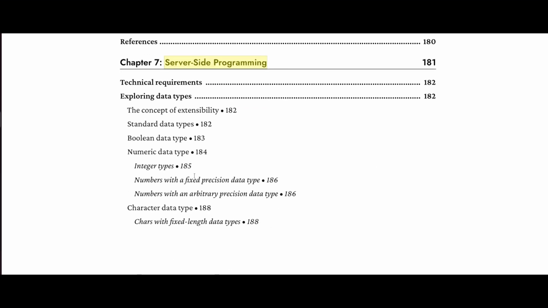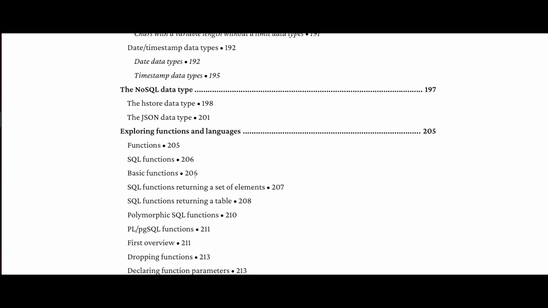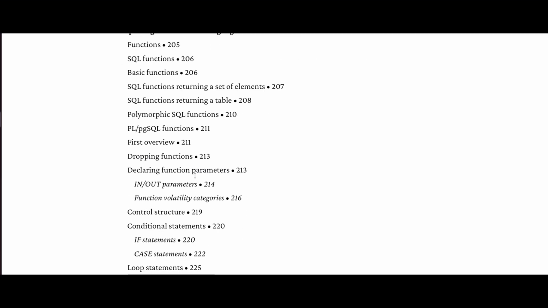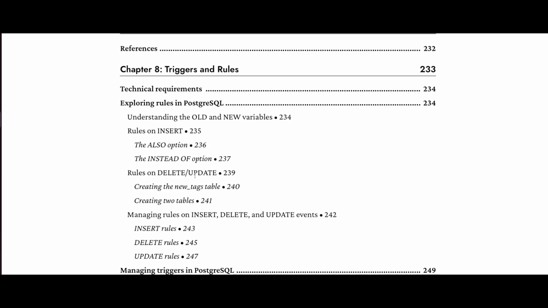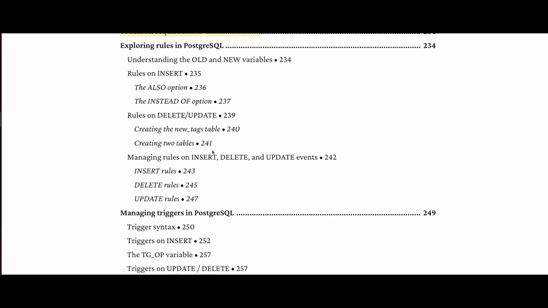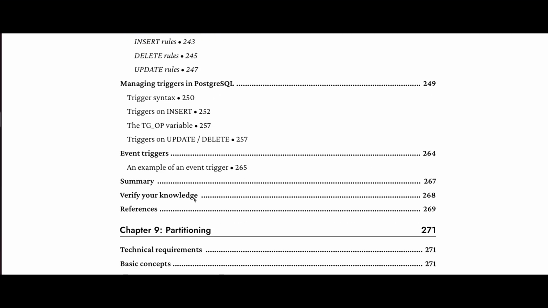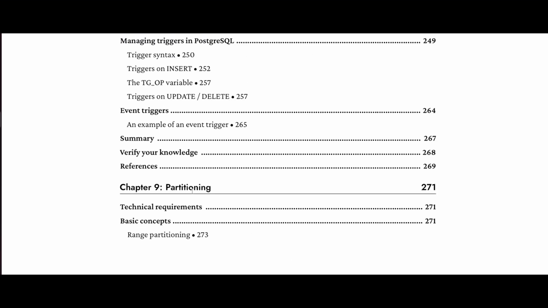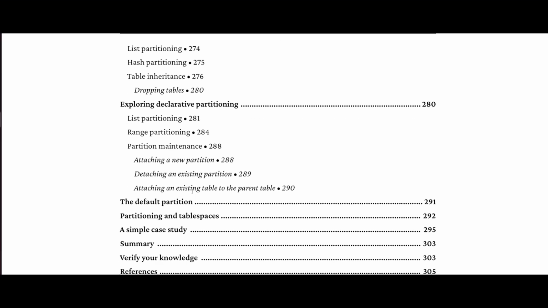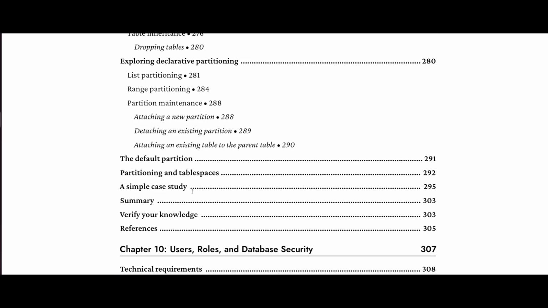Extensibilities, data types, fun stuff. NoSQL data types, how they incorporate and work with Postgres. PL/pgSQL functions, statements, conditionals. Moving into triggers and rules of Chapter 8, which, as we can see, discusses the rules on inserts, deletes, updates, triggers themselves, and then it moves into partitioning. The different types of partitioning. You can see range, list, hash, table, clarity partitioning, default.